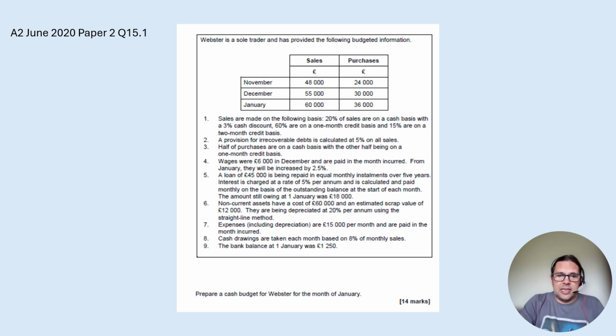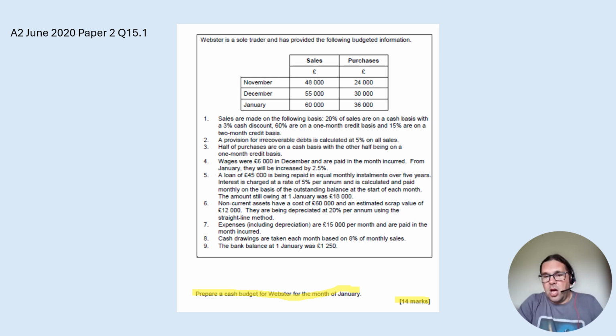So for this particular question, let's just look at what the question's asking us first, because before we look at everything, that's what we should be focusing on. We're going to prepare a cash budget for the month of January, and it's worth 14 marks. It's only 1 month. To be fair, we've got 9 items listed, so that makes sense as to why this is so many marks.